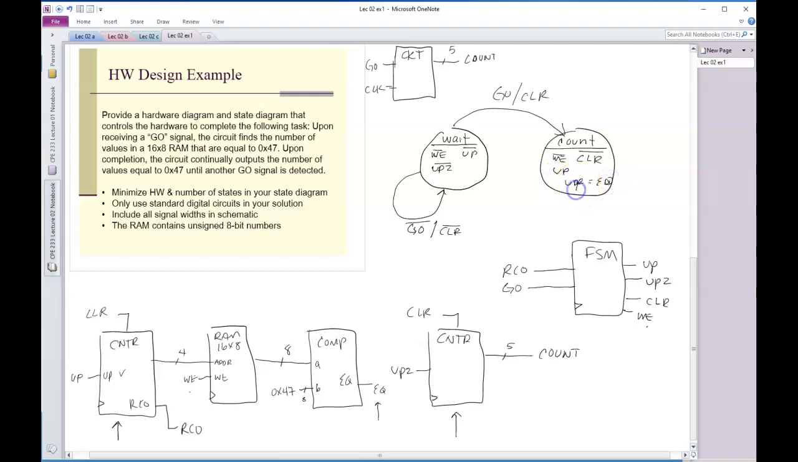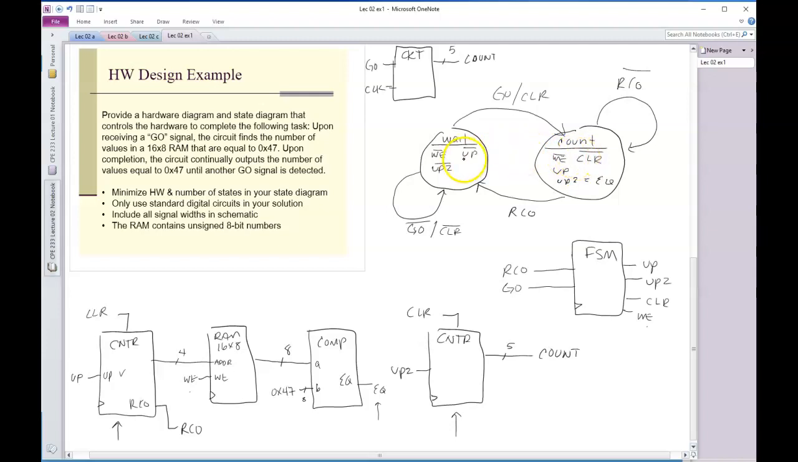So essentially the up 2 equals the equals signal. I'm going to run out of space there. Okay, so that's kind of messy, but we'll make it cleaner just to be sure. Up 2 equals EQ. Okay, so what's going to keep me in this state is the fact that RCO is turned off. What's going to cause me or allow me to transition back to the wait state is the fact that RCO is going to turn on.